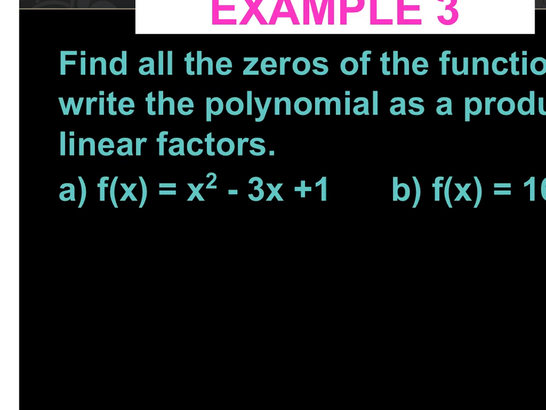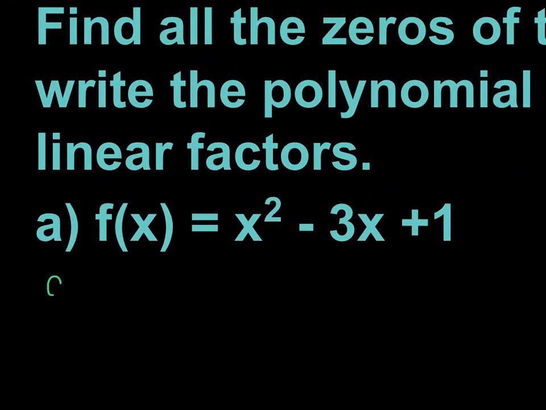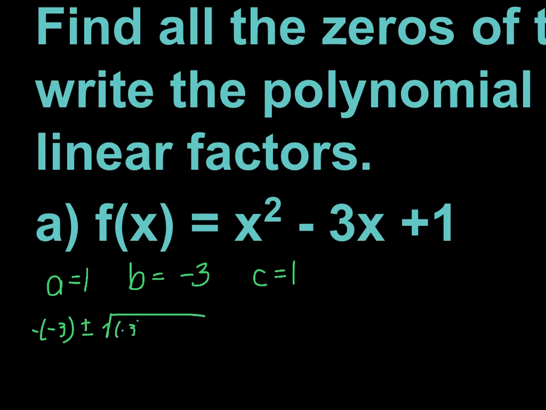Okay, so what is your A term? A is 1. What's B? Negative 3. And what's C? All right, how many answers should I get here? 2. All right, so I'm going to say negative 3 plus or minus the square root of negative 3 squared minus 4 times 1 times 1, right? You guys agree? All over 2 times 1.